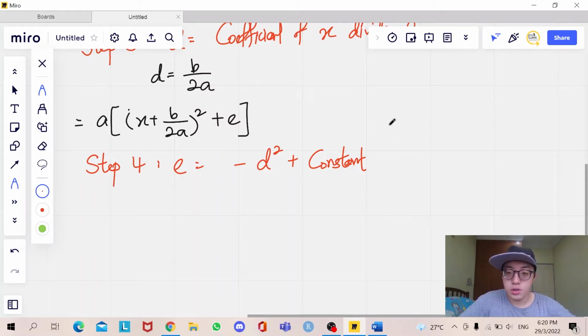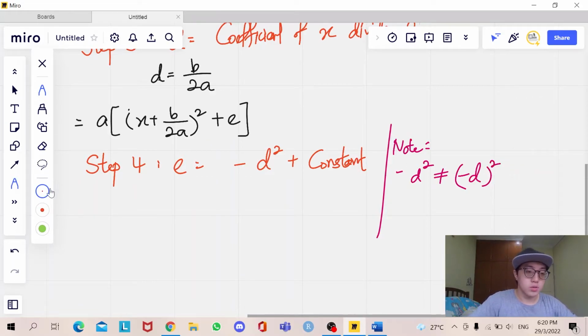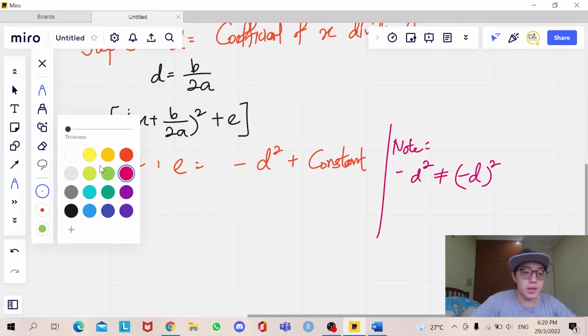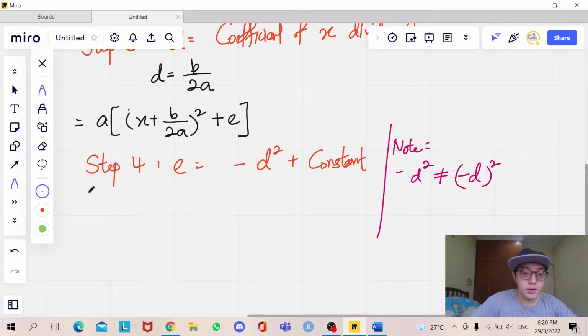All right, just a note here. Negative d squared is not equivalent to negative d the whole thing squared. So you need to take note of this. The negative here, we need to always keep out there. So this will be equal to a x plus b over 2a, squared.